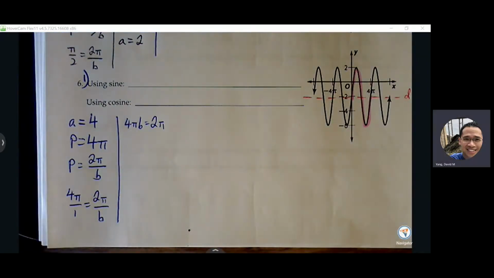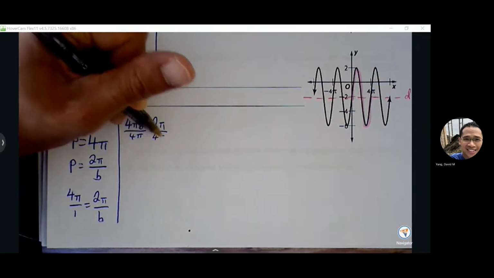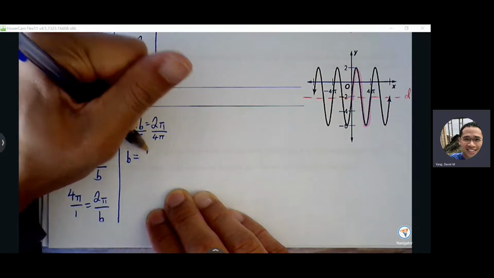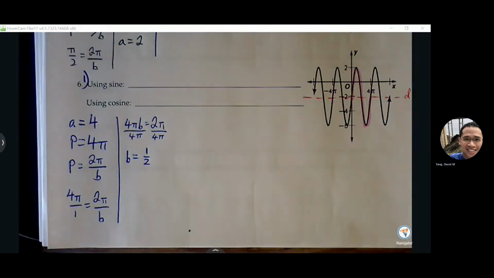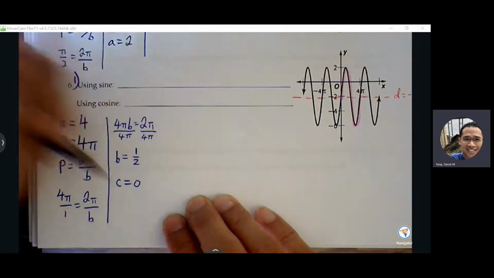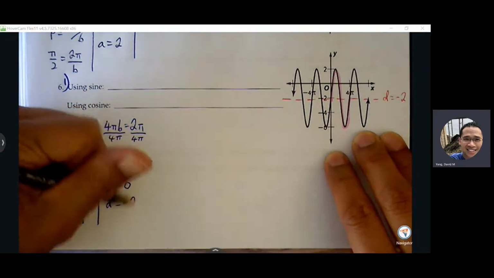Okay. What can I do to solve for B? Divide both sides by 4 pi. Okay, so B is equal to 1/2. C value, we know it's going to be 0 because we're starting with the easier one. It looks like the sine, so we know we're not going to have any shifts. And D, we found is -2. Okay.